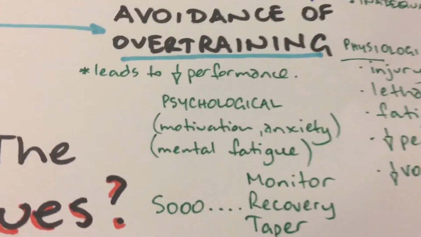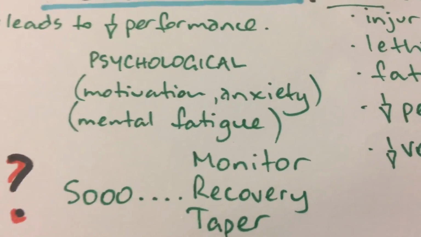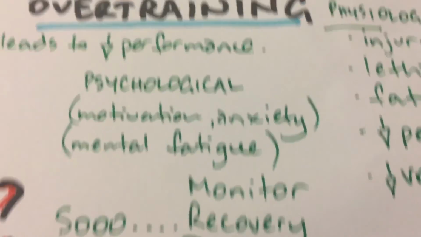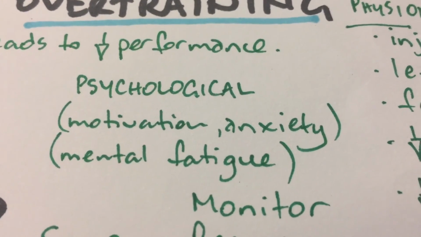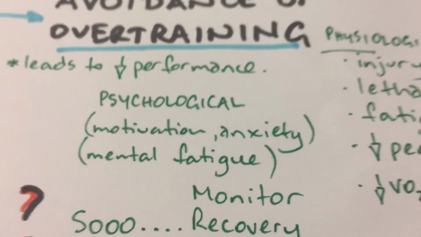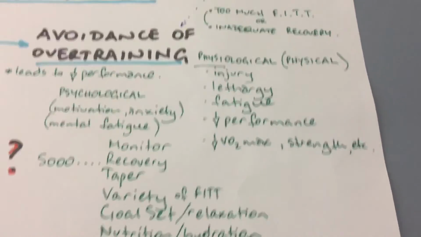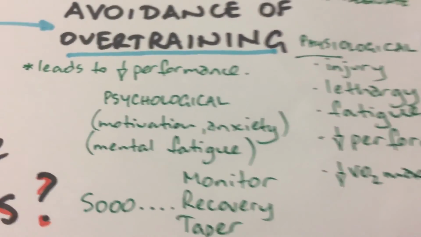Okay, so we might see these physiological worsenings, I guess. Or we might see some psychological problems in an overtrained athlete. Their motivation might be down. They might be more anxious. They might be cranky or sad. They might be showing signs of mental fatigue. All right, so we've got our physiological repercussions and our psychological repercussions.